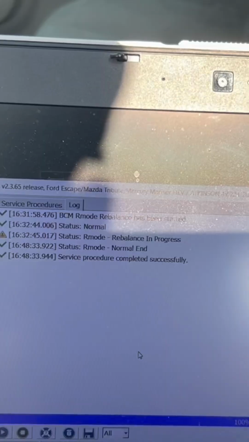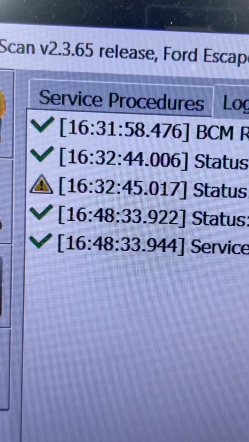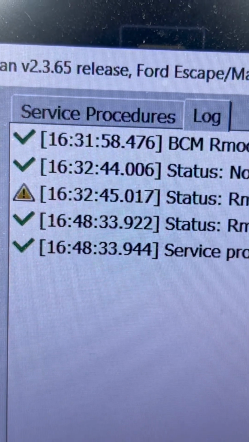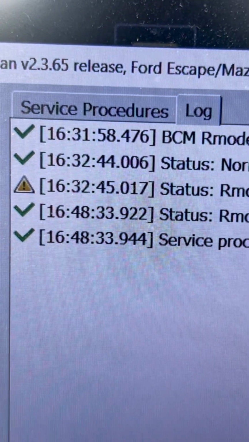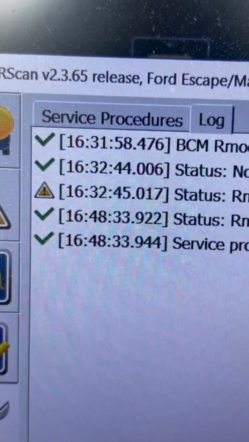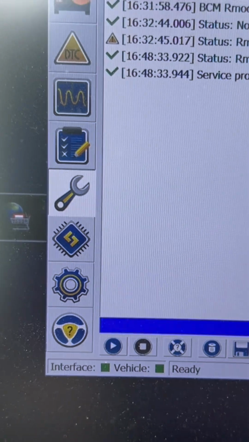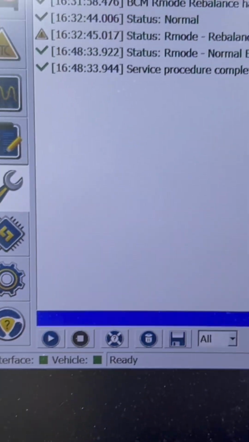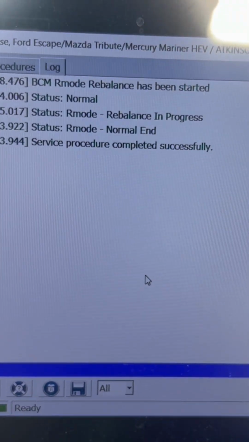Currently at 90%. Okay, well, finally it finished, 100%. So it took just like 17 minutes. R mode, normal, and cool. So we'll drive it around and see how it goes.